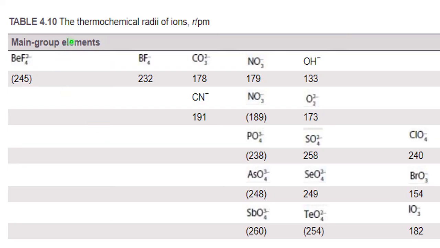Such tables of results were calculated by this formula. So we have radii of BF4, carbonate, cyanide, nitrate, hydroxide, sulfate, phosphate, and perchlorate, bromate, iodate. So plenty of different ions.